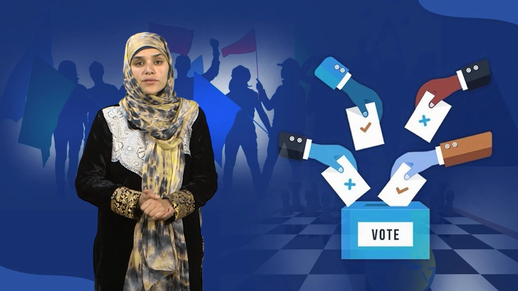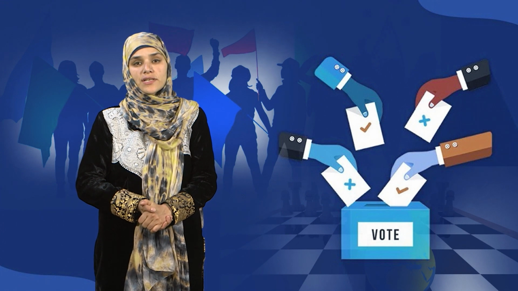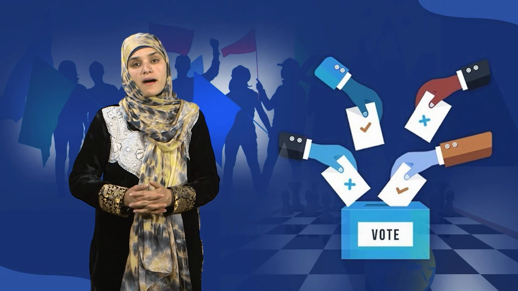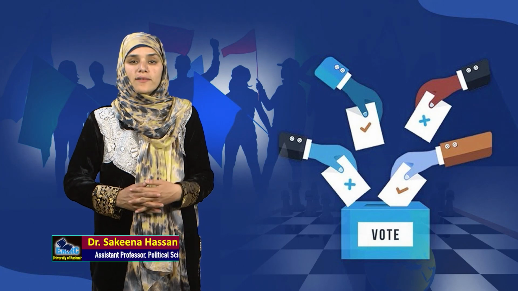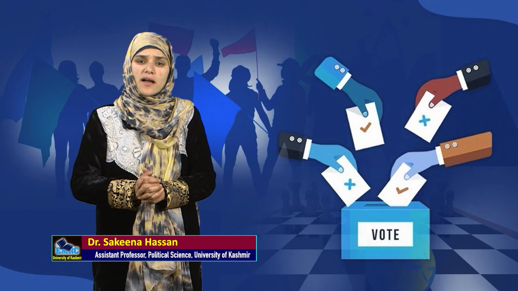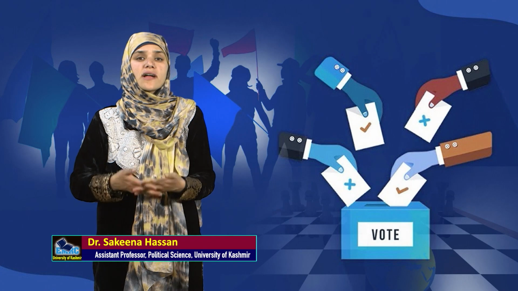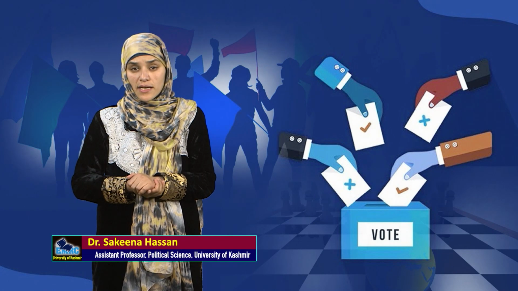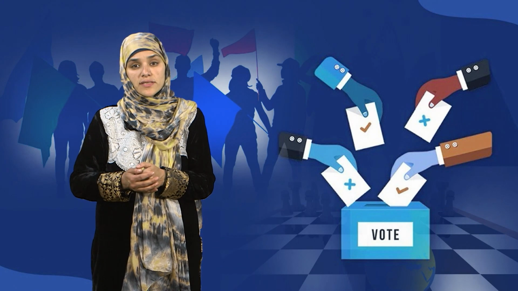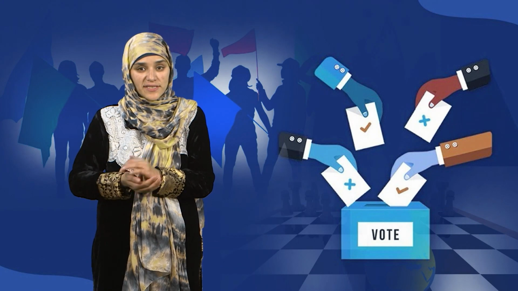Dear students, today our topic of presentation is one of the electoral systems, that is first past the post. Now let's discuss what first past the post system is. The basic task for an election is to translate votes into seats, to transform the expressed will of the voters into people who will represent it.